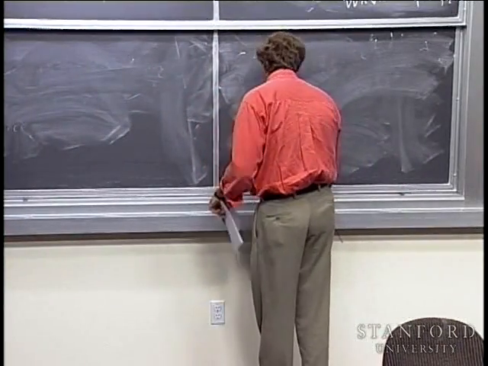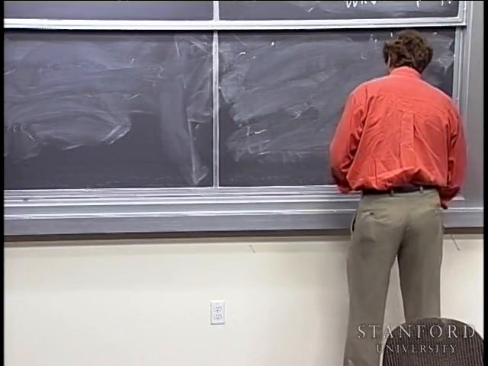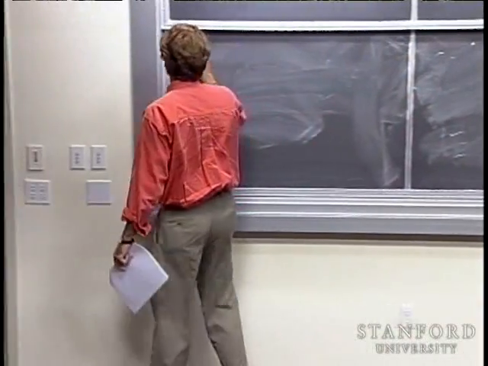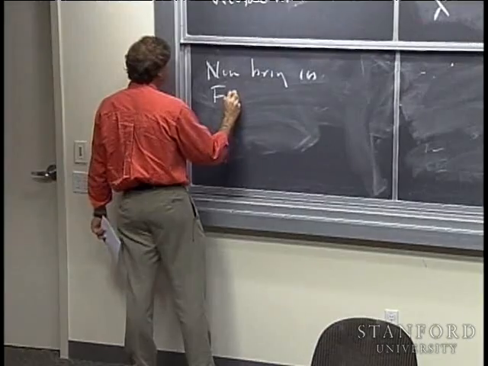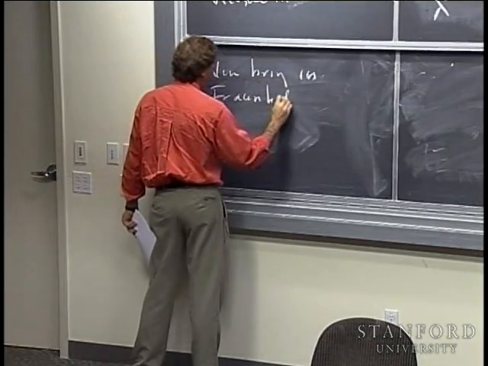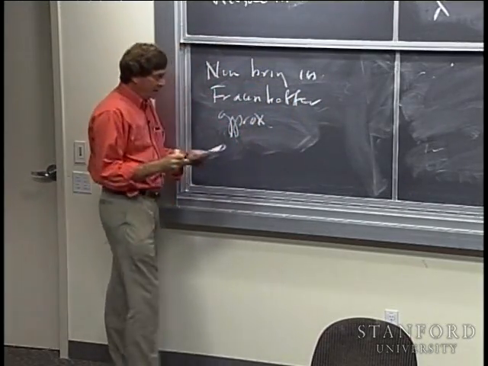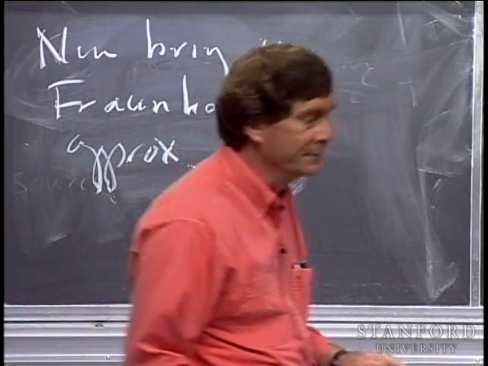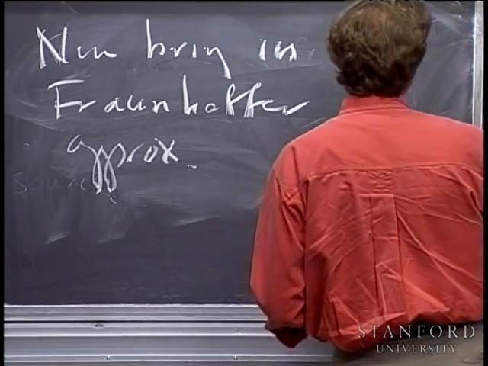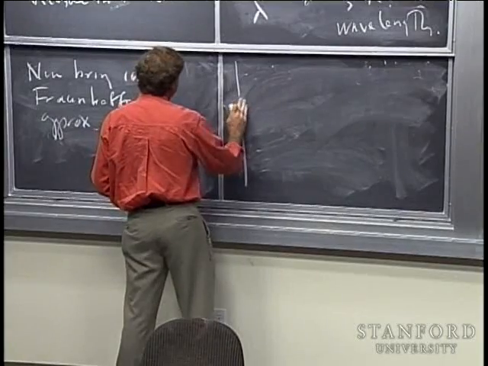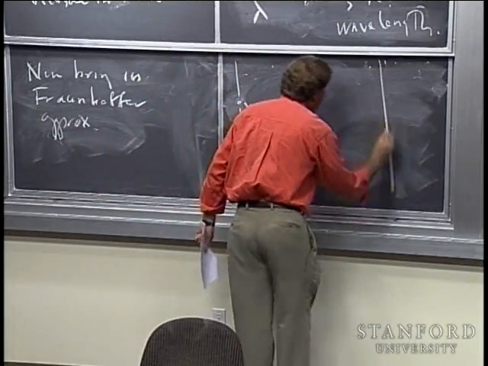All right, so now we bring in the so-called Fraunhofer approximation. All right? And here's what that means. Let me again draw the picture over here. Here's the aperture plane over here. Here's x. Here's the origin of the aperture plane. Here's the image plane. Here's P.